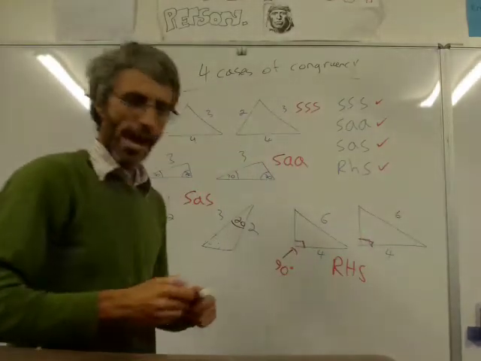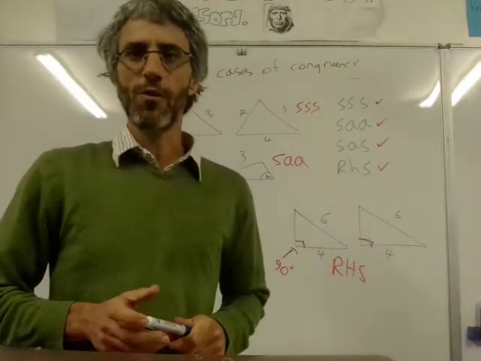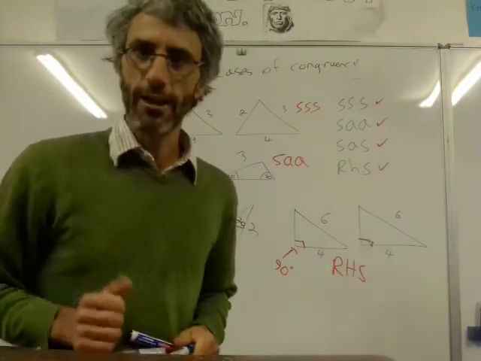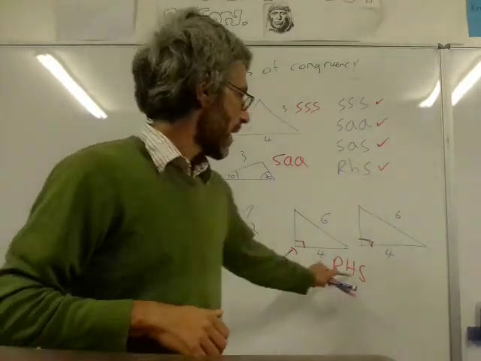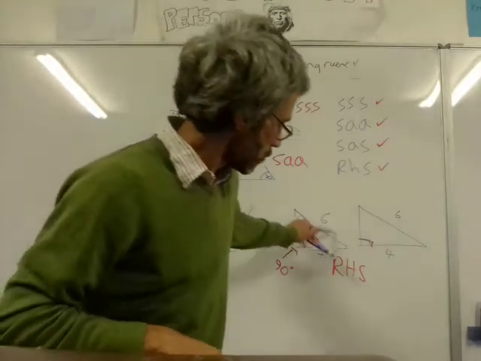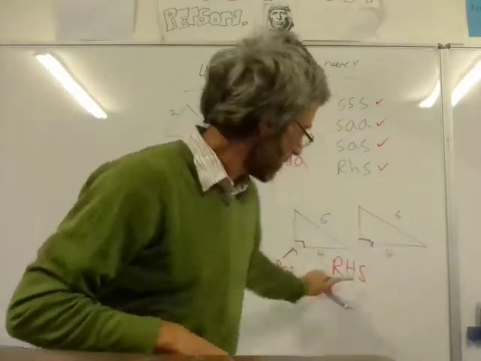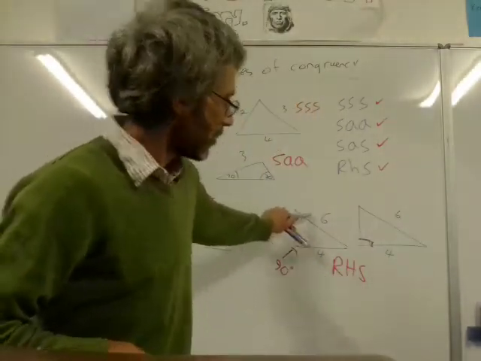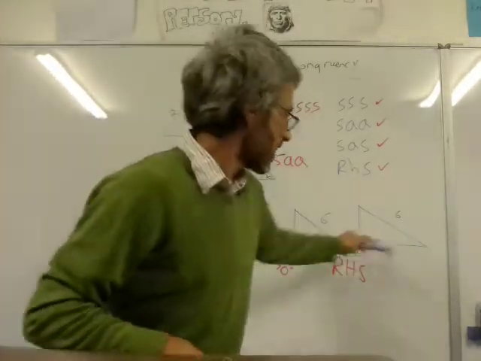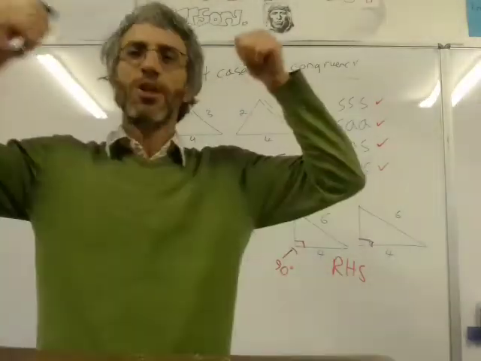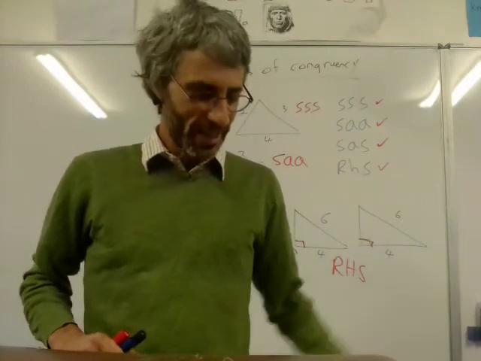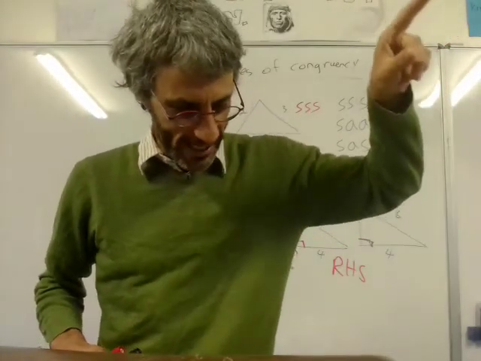What is RHS? R stands for right angle. Right angle means 90 degrees. H stands for hypotenuse, because you know the hypotenuse is the same. And S stands for side. So you know the hypotenuse is the same, one of the sides is the same, and you know that's 90 degrees, congruent as well. Okay, guys, you can do now exercise 3.